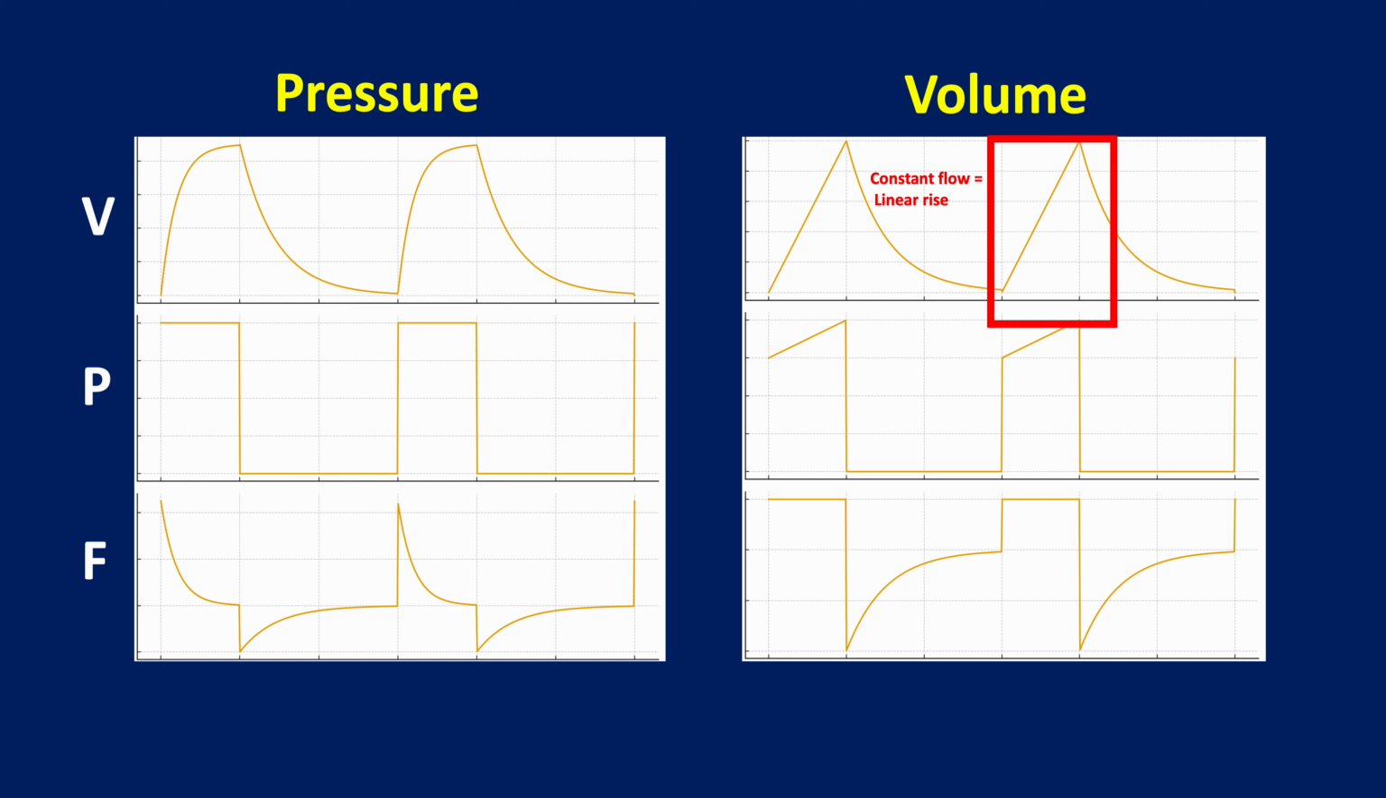And finally, the volume waveform for volume ventilation. As there's constant flow, this produces a linear rise with, as we've discussed, passive exponential decay.